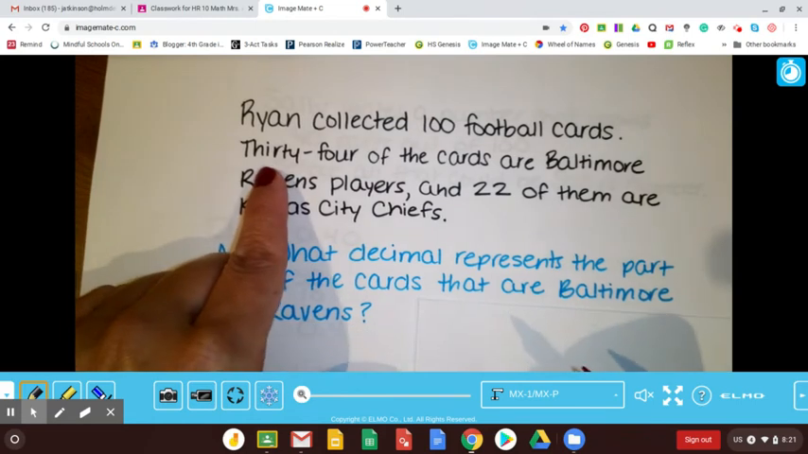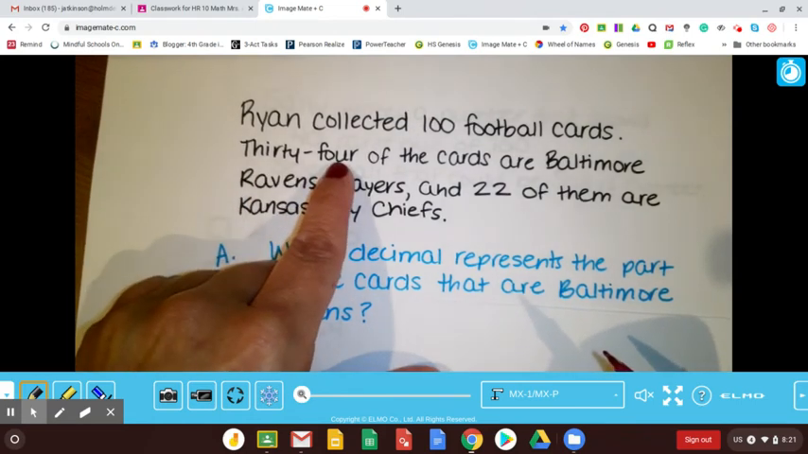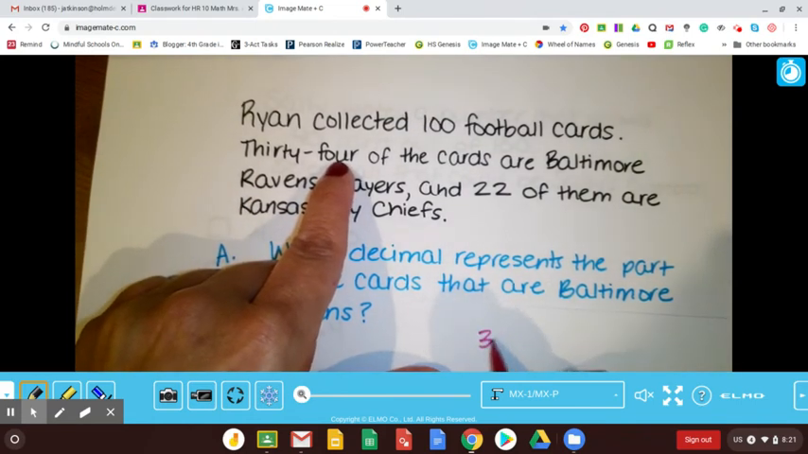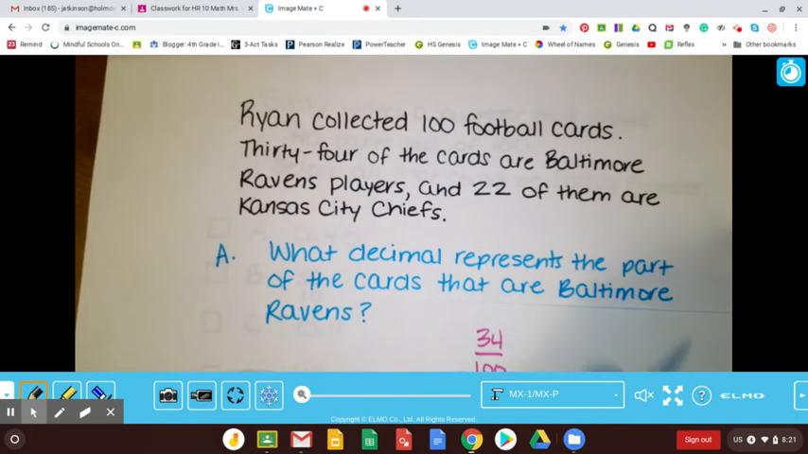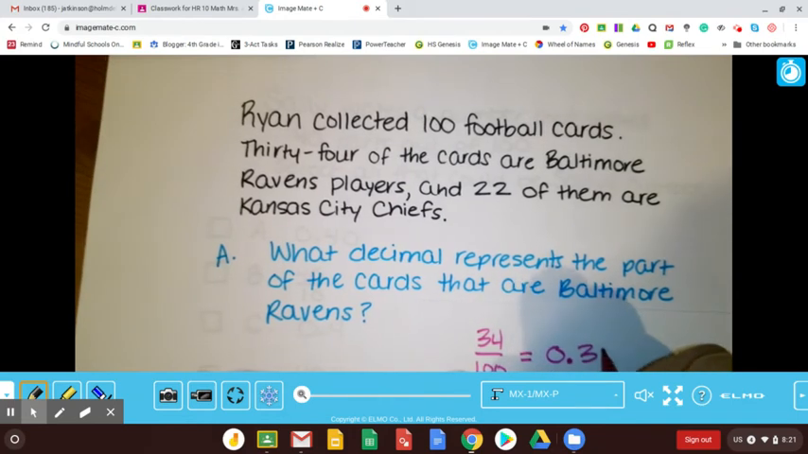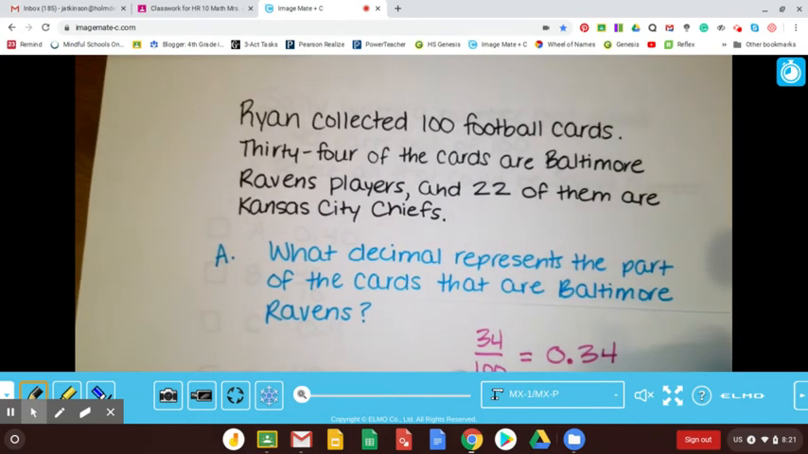So if we go back to the question, it says 34 out of the 100, right? So if you're writing that as a fraction, it would be 34/100ths. But as a decimal, we would write it like this, 0.34. 34/100ths. So that would be the answer there.